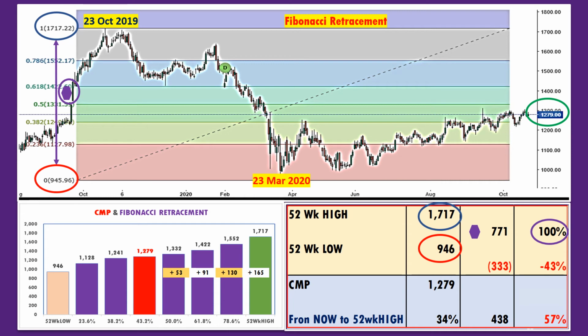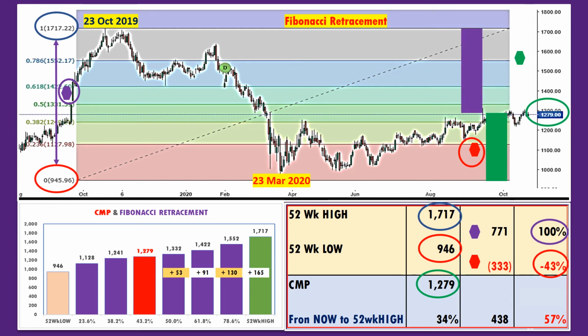At 1279, the current market price, the share has already retraced about 332 rupees from its 52-week low with a Fibonacci retracement of 43%. And that leaves us a potential or the residual of 438 from the current price 1279 to the 52-week high of 1717, which is about 34% from the current level.